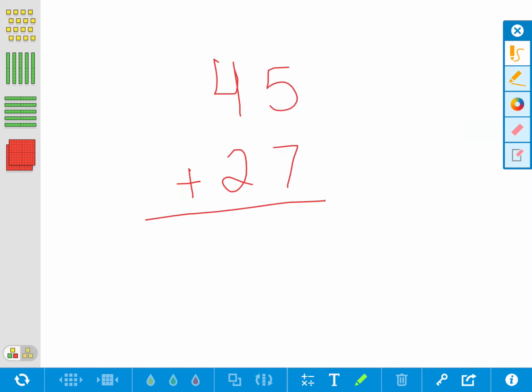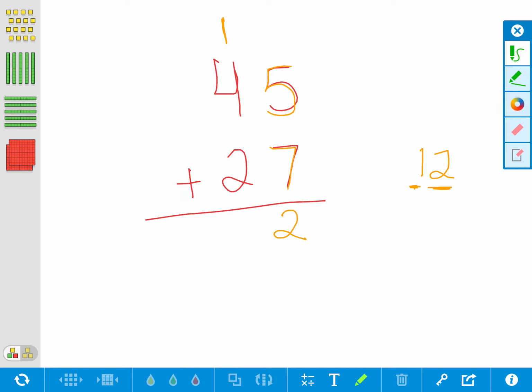I'm going to start in my ones place. 5 plus 7. Now I know that that equals 12. So I'm going to take that 2 that's in the ones place and put it with the ones. Now I'm going to take that 1 that's in the tens place and regroup it to the tens.